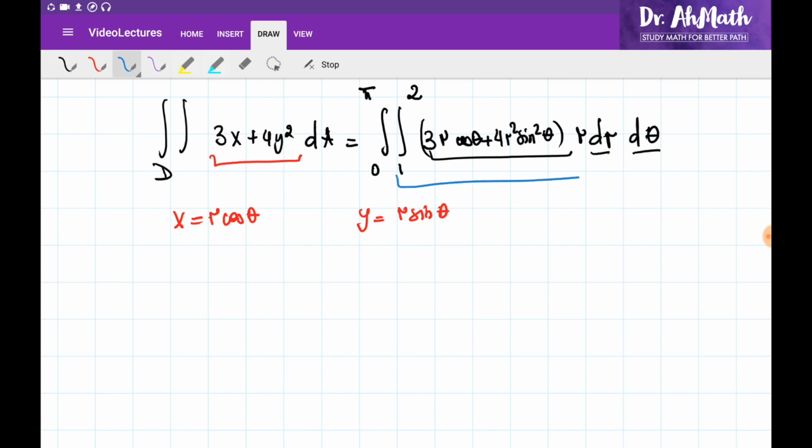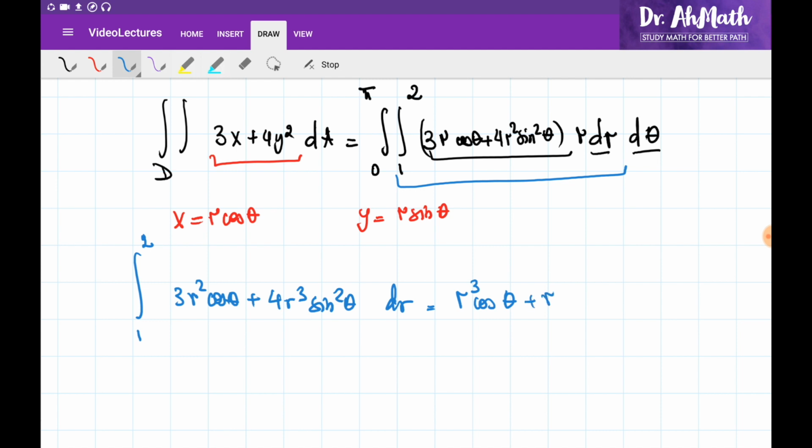So let's discuss this integration separately. This integration would be 3r squared cosine of theta plus 4r cubed sine squared of theta, integrated with respect to r from 1 to 2. This would be r cubed cosine of theta plus r to the fourth sine squared of theta, and we need to substitute 1 and 2. If I substitute 2, it would be 2 cubed, which is 8, minus 1 cubed, which is 1. If I subtract them, it would be 7 cosine of theta. And substituting 2 into the second term, it would be 2 to the power of 4, which is 16, and 1 to the power of 4, which is 1. If I subtract them, it would be plus 15 sine squared of theta.